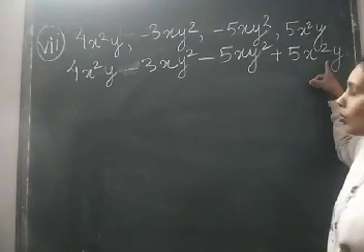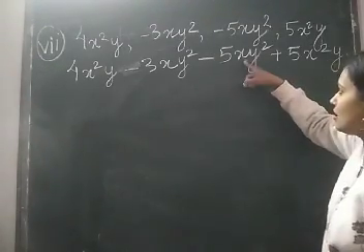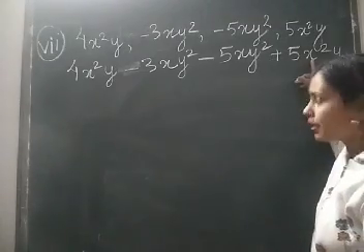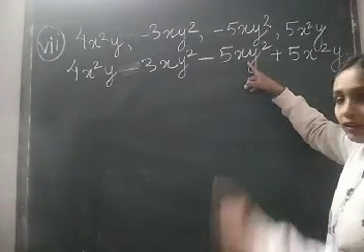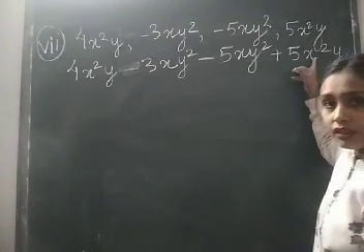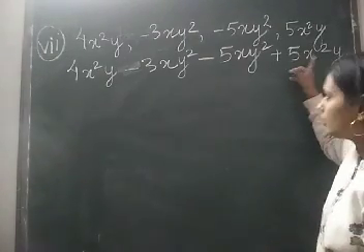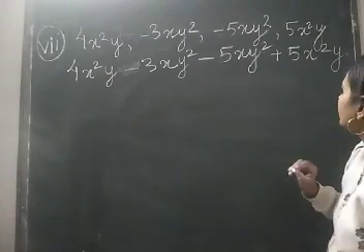Are the variables common? No. Here x is single, here x is square. Yes, the power here of x is 1, but the power here of x is 2. That means the variables are not common. That means you cannot cancel them.